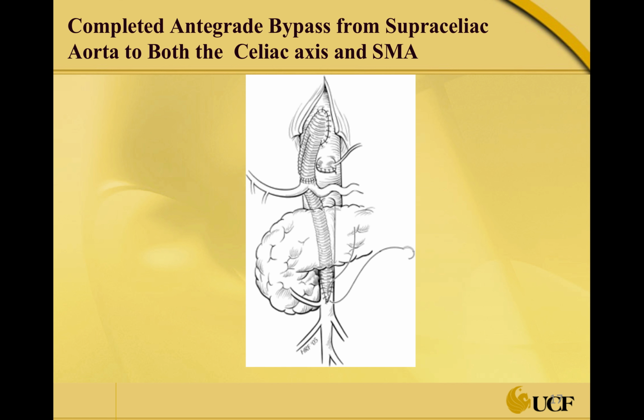Here, it shows a complete antegrade bypass from the supraceliac aorta to both the celiac axis and the superior mesenteric artery. This is sort of a sketch that you will see very commonly in vascular surgical notes to explain visually what kind of procedure was done on the patient. So again, this is a bypass from the supraceliac aorta to both the celiac axis and the superior mesenteric artery.